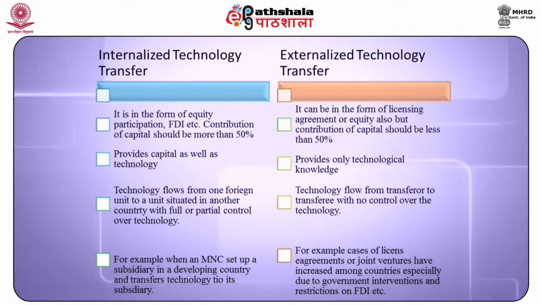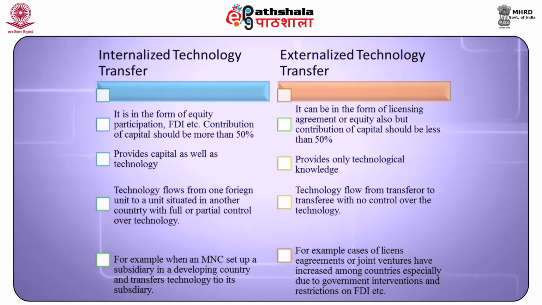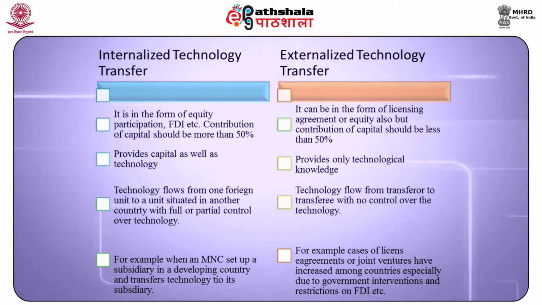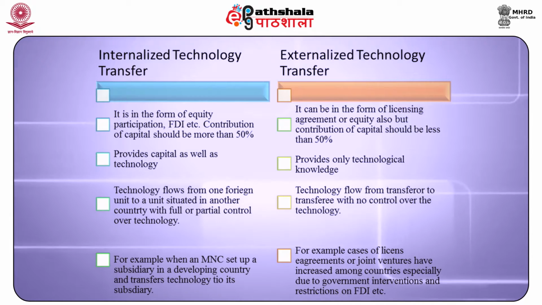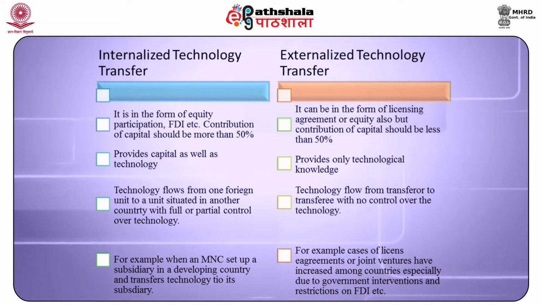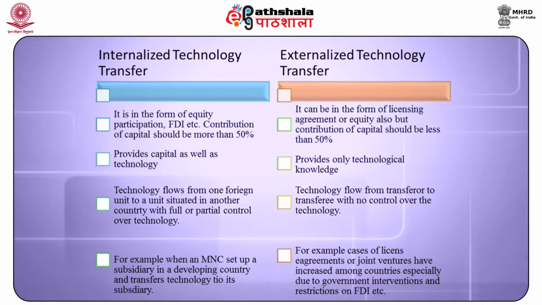Next is externalized technology transfer. It can be in the form of licensing agreement or equity also, but contribution of capital should be less than 50%. It provides only technological knowledge. Technology flows from transferor to transferee with no control over the technology. For example, cases of license agreements or joint ventures have increased among countries, especially due to government interventions and restrictions on FDI, etc.